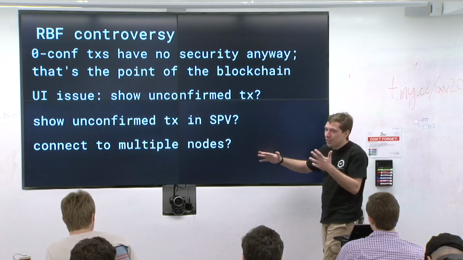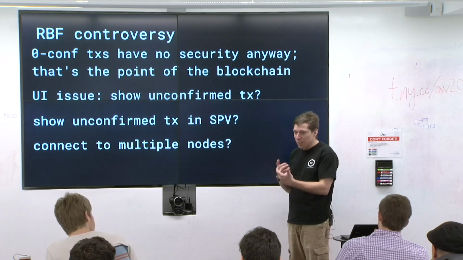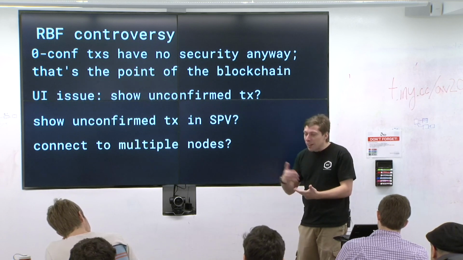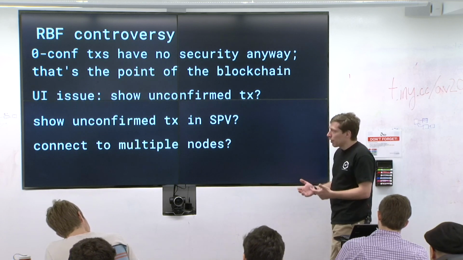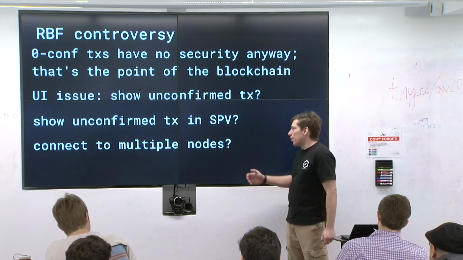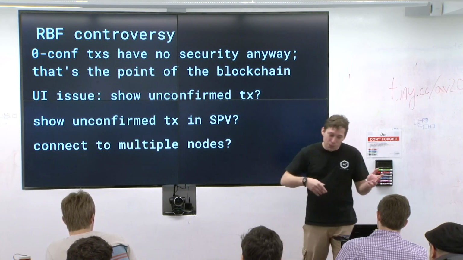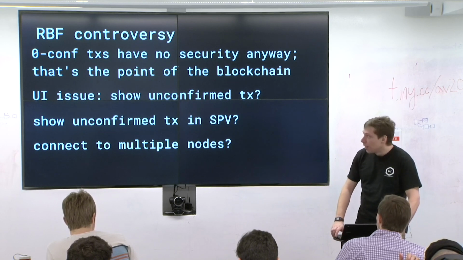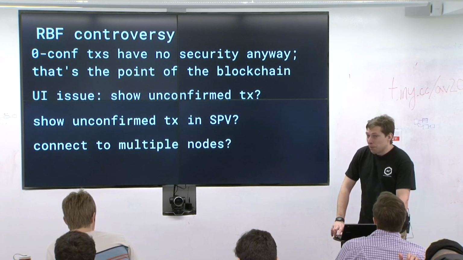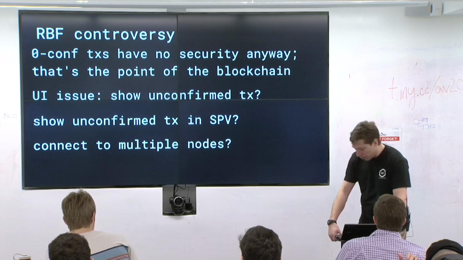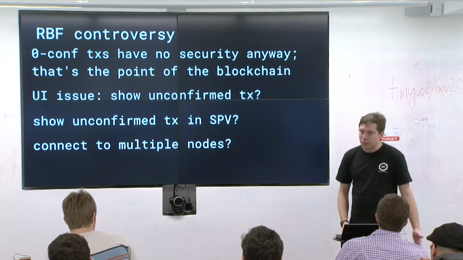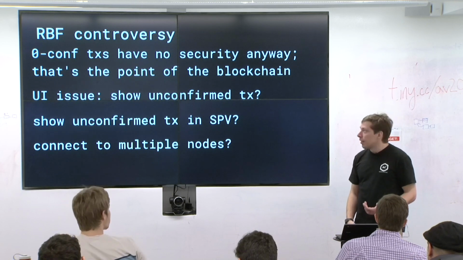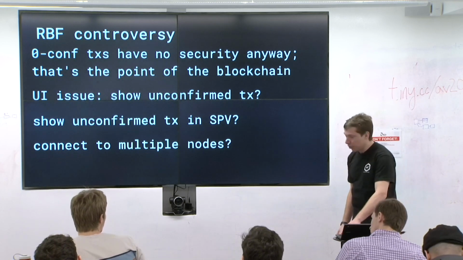But this is an issue, right? Users are like, oh, I want to know if the sender has actually signed and sent. And then afterwards it gets in the block. Yeah, now it's confirmed, now it's safe, but I want to know. So SPV can sometimes connect to multiple nodes and ask. But this is a controversial thing that people have argued about. My personal opinion is that security is more important than UI and usability in this case, and you really should not rely on anything that has unconfirmed transactions.